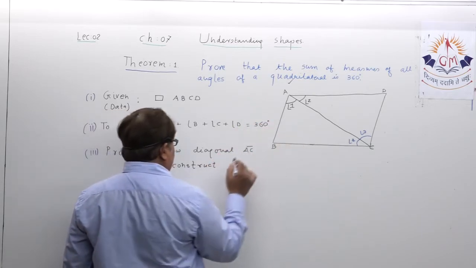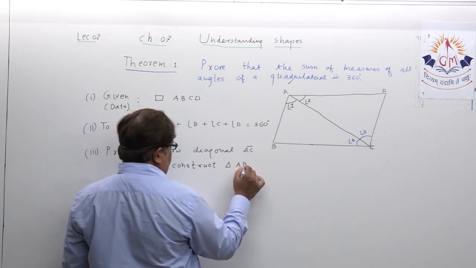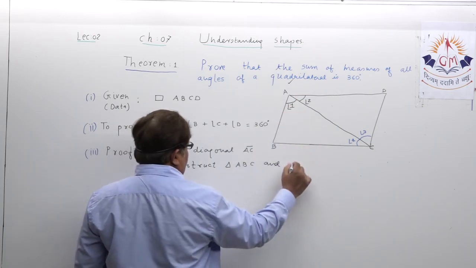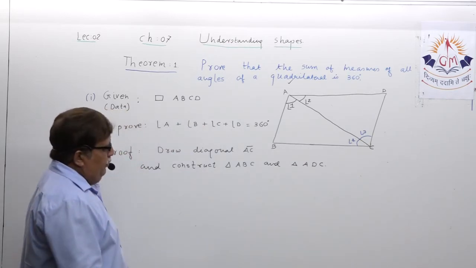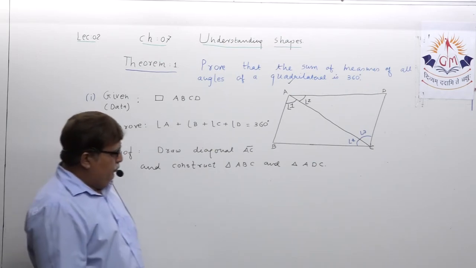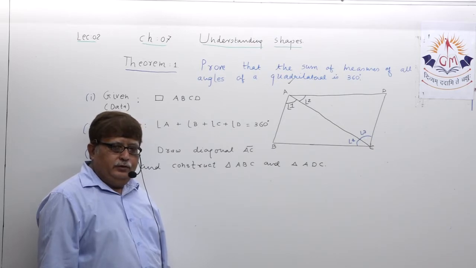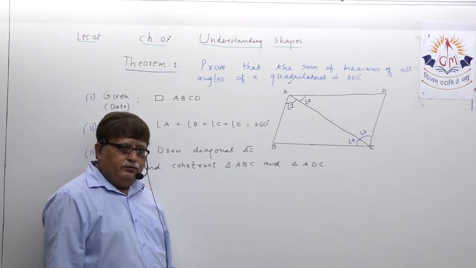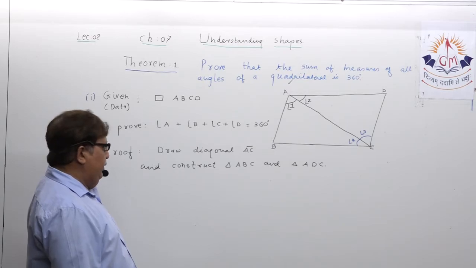Can you name triangle ABC and triangle ADC? Okay, is it clear in your mind? Proof. We are starting the proof. Draw diagonal AC and construct two triangles. One is triangle ABC, one is triangle ADC.